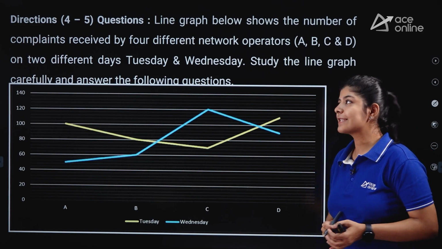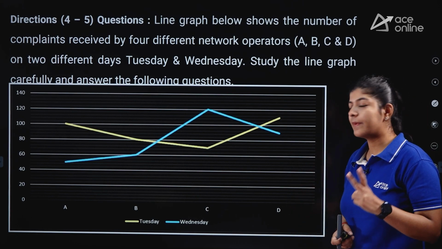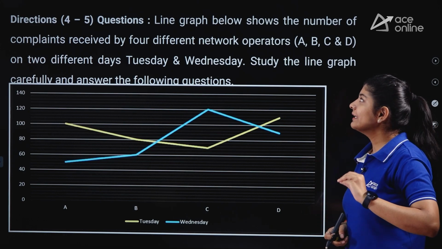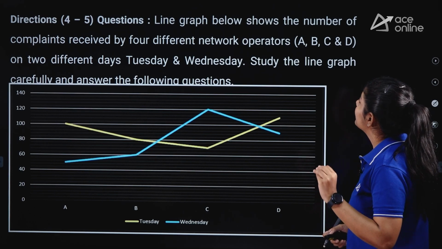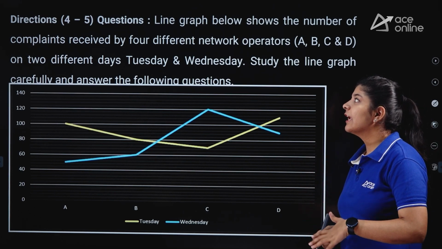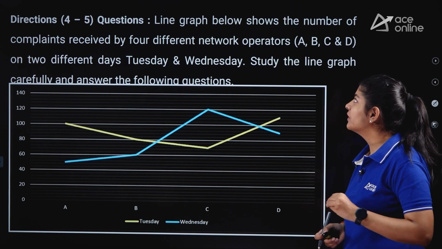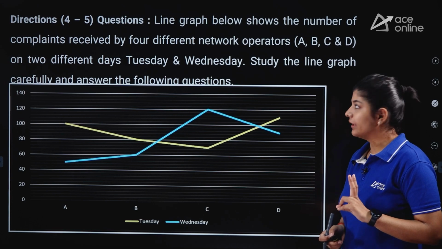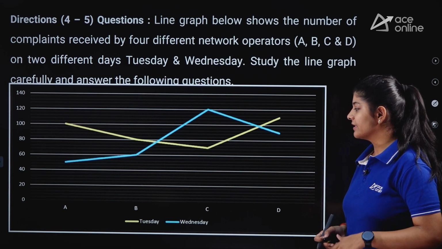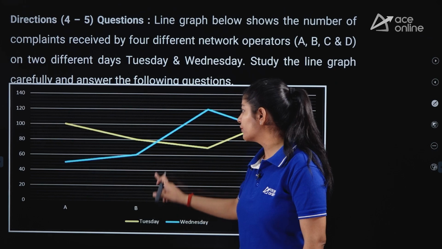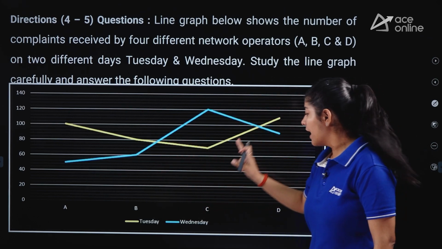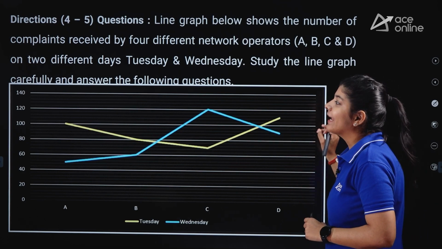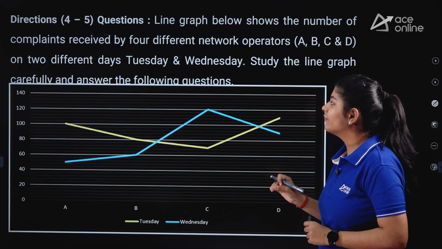The question says that here we have just two questions based on this particular data. The line graph below shows the number of complaints received by 4 different network operators A, B, C and D on 2 different days, Tuesday and Wednesday. Here this yellow color denotes Tuesday, and this blue color denotes Wednesday. Study the line graph carefully and answer the following questions.